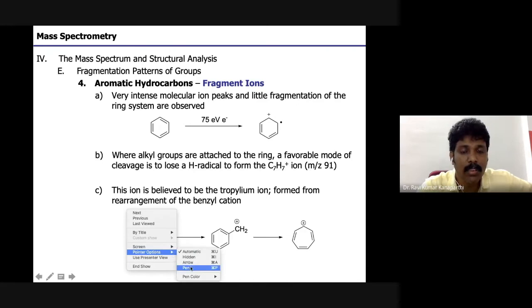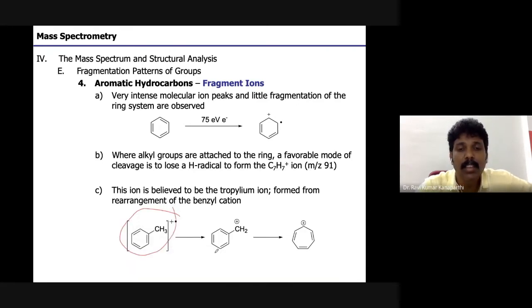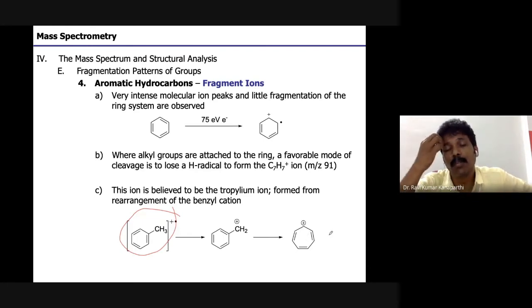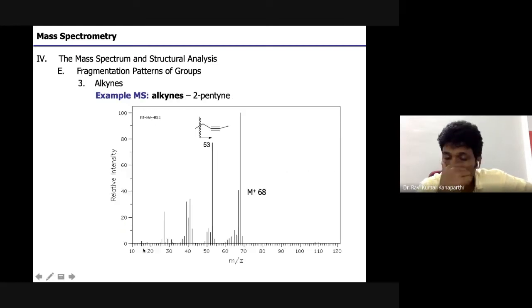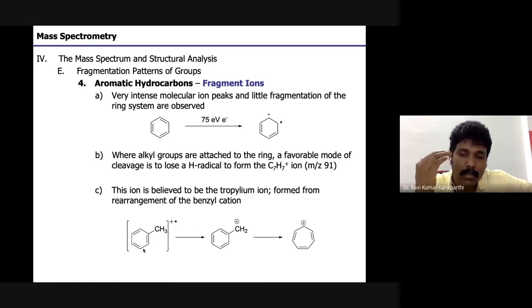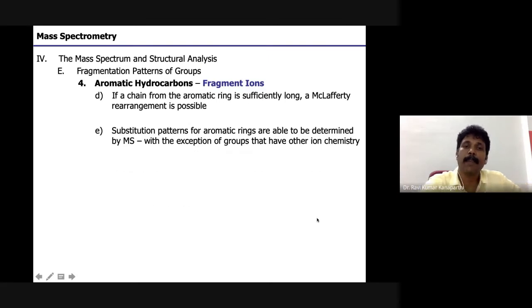It is a toluene molecule, CH3. So it will lose one radical and then it forms a CH2 cation. This cation will undergo rearrangement and form a 7-membered ring with 4n plus 2, 6 pi electrons, therefore it is highly stable. So in fact, wherever you see an aromatic compound which is attached with alkanes, it will form a tropylium cation, and the tropylium cation is going to be the base peak. Okay?